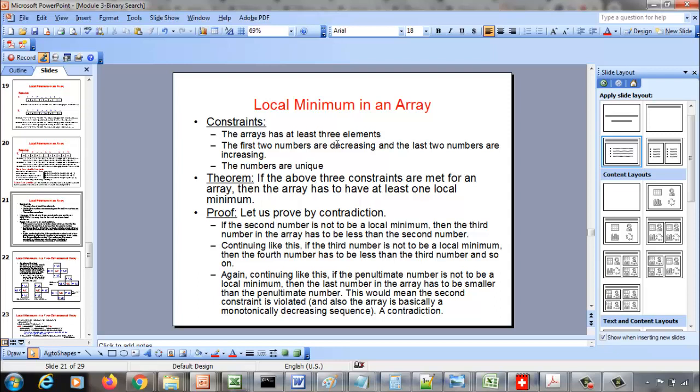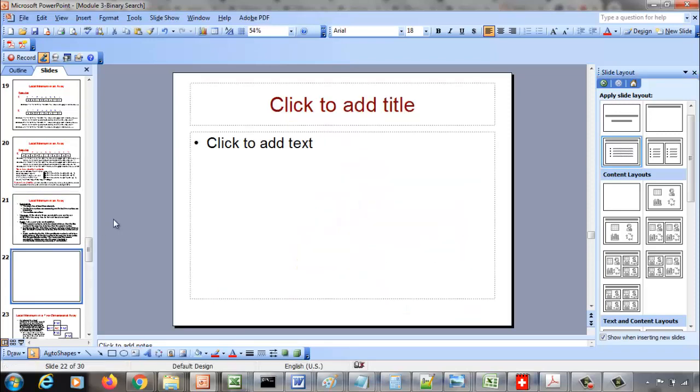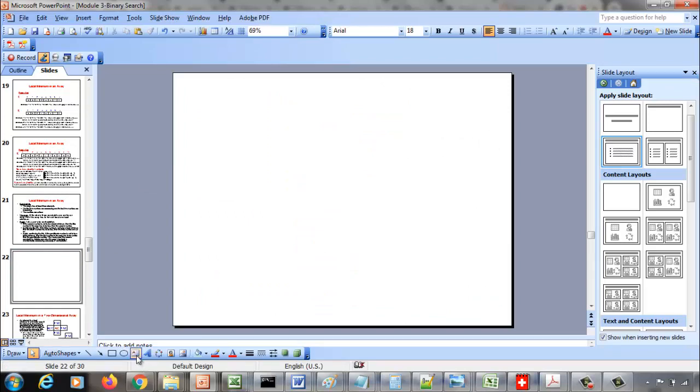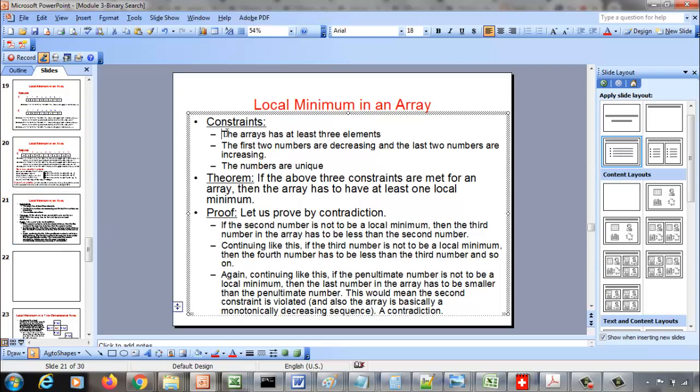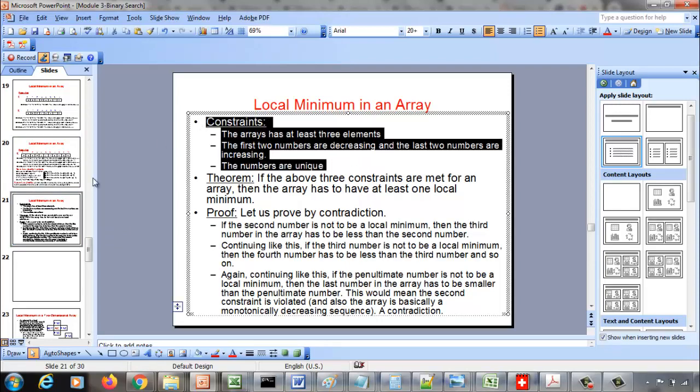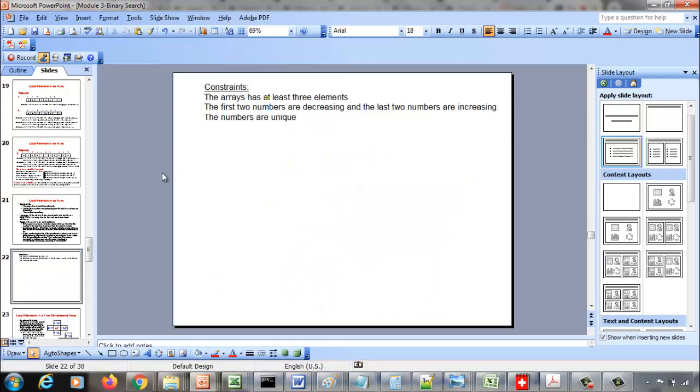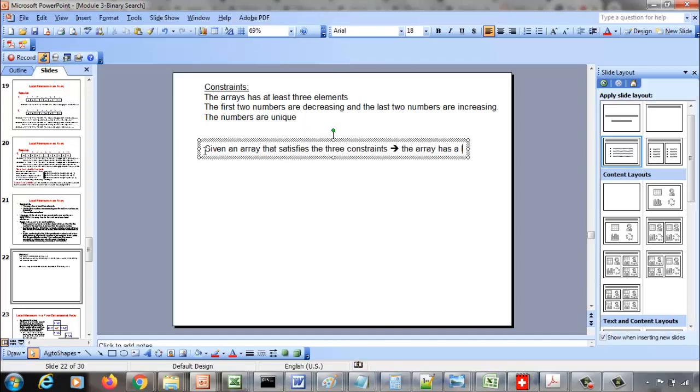So we'll prove this by contradiction. What we want to prove is, given an array that satisfies the three conditions or constraints, whatever you want to call them, the constraints imply the array has a local minimum.